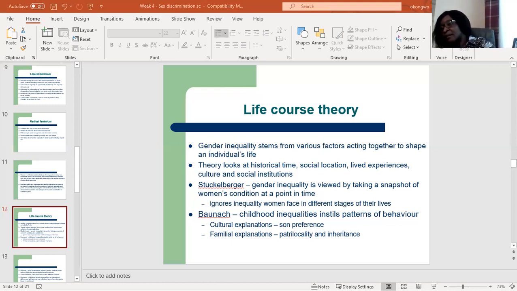Then she also had familial explanations. Here she talked about girls being treated as outsiders, and they're not allowed to inherit from their families. The families are also reluctant to spend resources training them, because they believe that they will eventually belong to another family.